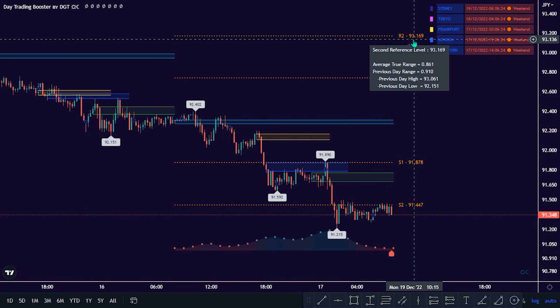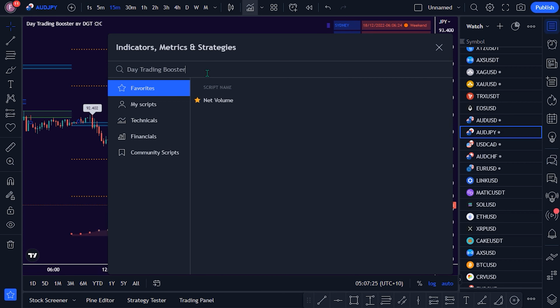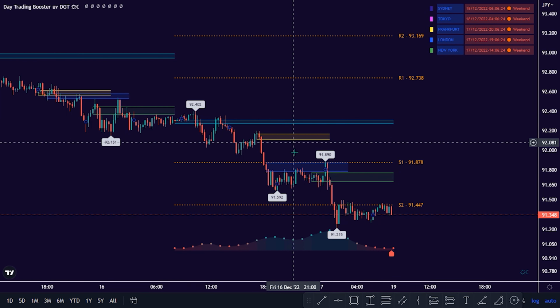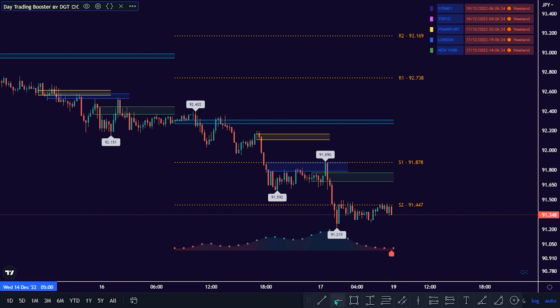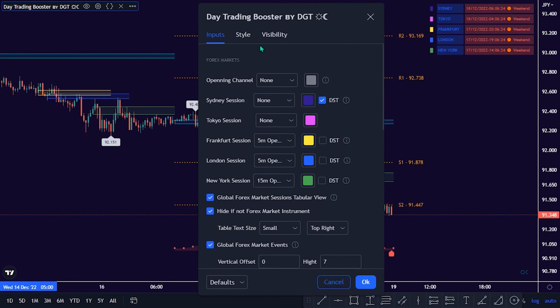To apply this trading indicator, search the keywords Day Trading Booster and select the EP version by DGT on TradingView's Community Scripts folder. Let's check the parameter functionalities of this trading indicator. Under the input settings, the Forex markets specifically include opening channel of the Asian session, European session, none, or both. By default, none is selected for Sydney and Tokyo.